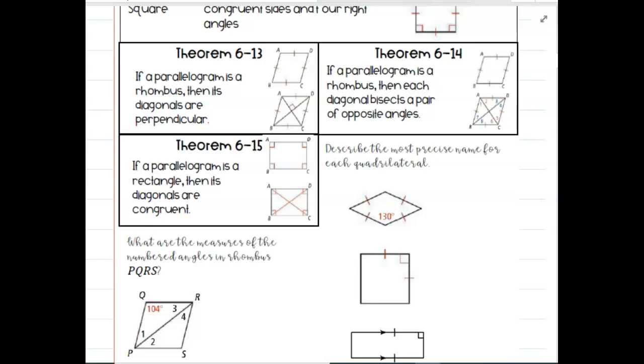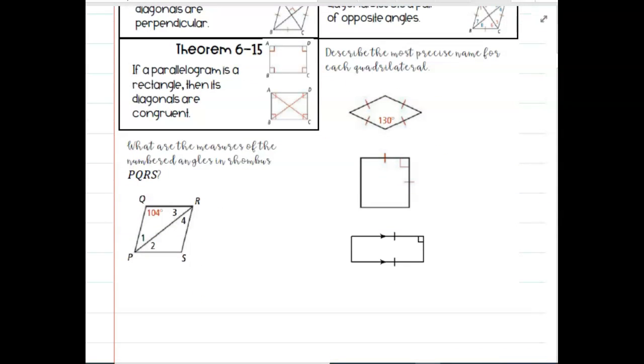Okay? And then if a parallelogram is a rectangle, then the diagonals are congruent. So a lot of information that's super similar, we've got to keep them separate. So in a rectangle, the diagonals do bisect each other. So I know that this is congruent to this, and this is congruent to this. But if it's a rectangle specifically, the whole diagonal itself is congruent to the other diagonal.